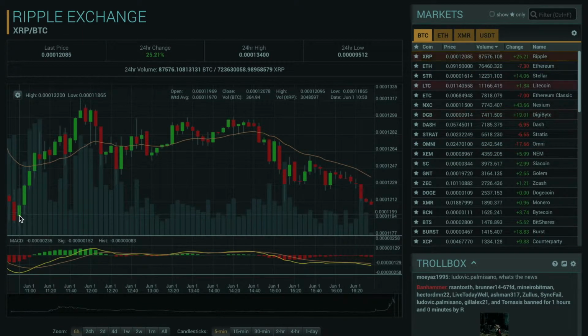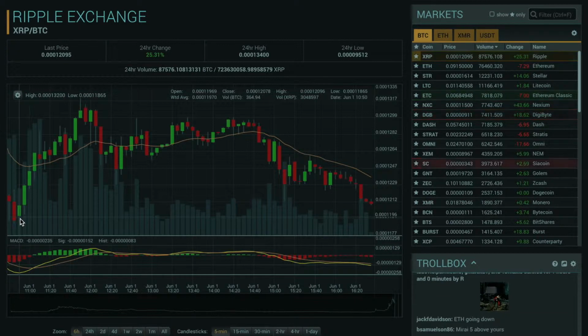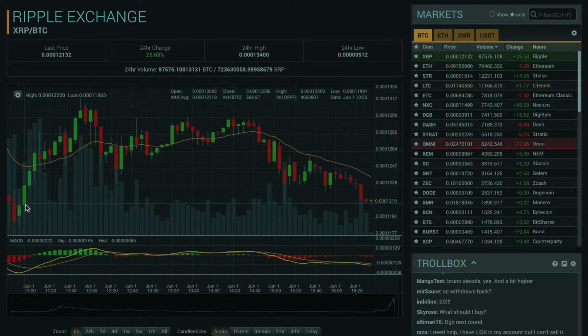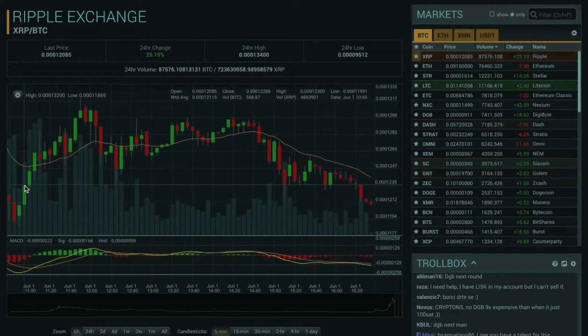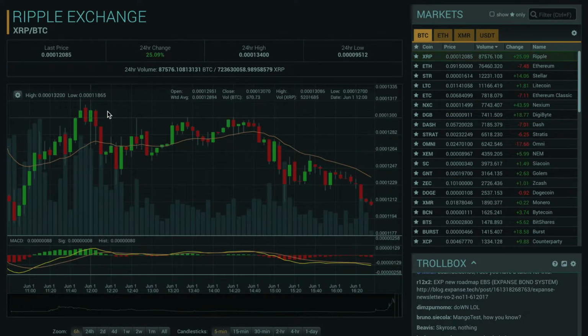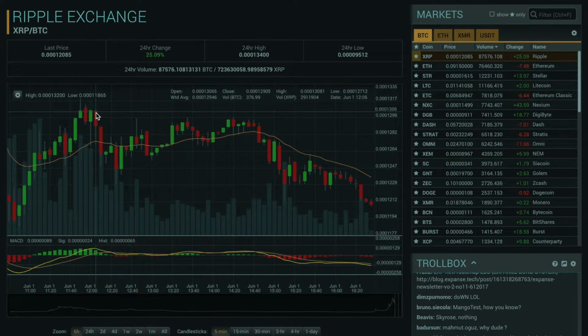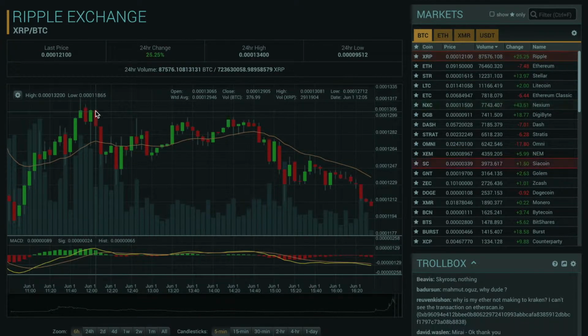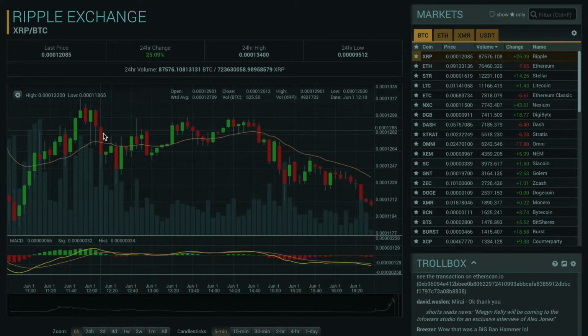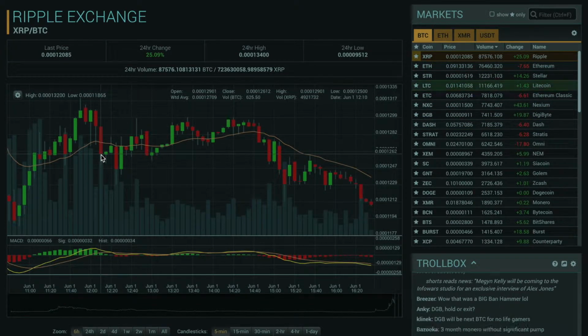Green candles mean that price grew from the beginning of the period till its end. So the period opens with the price at this level, closes here, opens at this level, closes here, and so on and so forth. And red candles mean that price dropped from the beginning of the period till the end. So the period was opened here, closed here, opened here, and closed here.